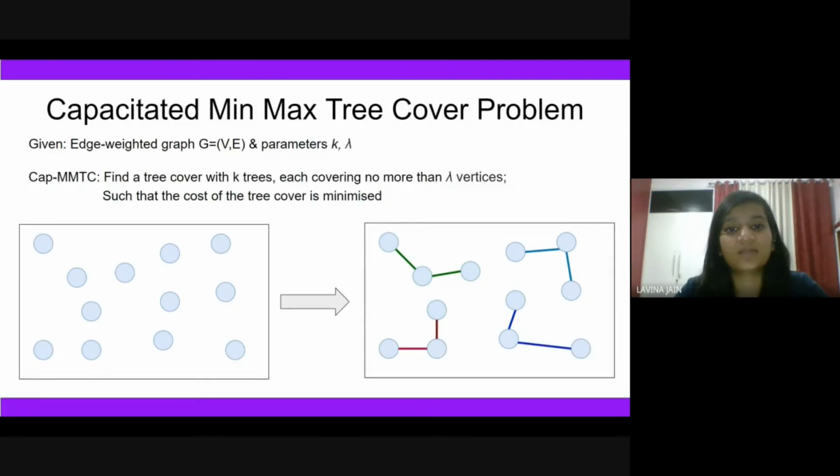We have solved a capacitated version of the problem, where in addition to the parameter k, we are also given a parameter lambda. We are then required to find a tree cover with k trees such that each tree covers no more than lambda vertices and the maximum cost of a tree in the cover is minimized.